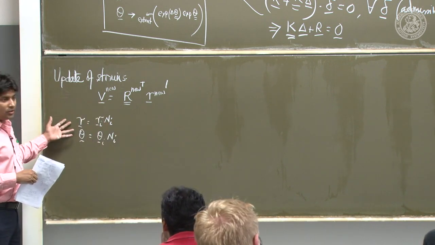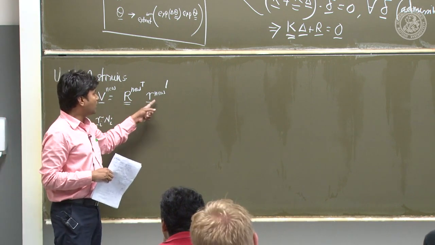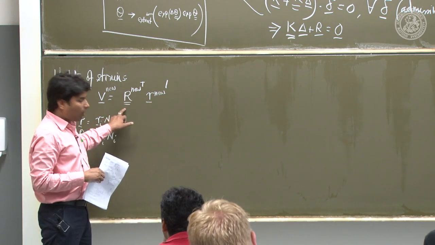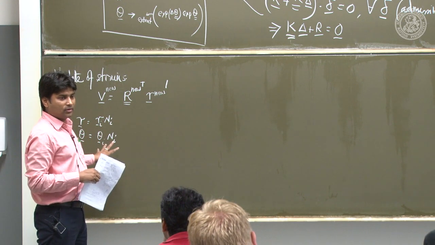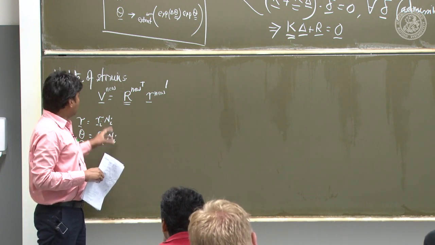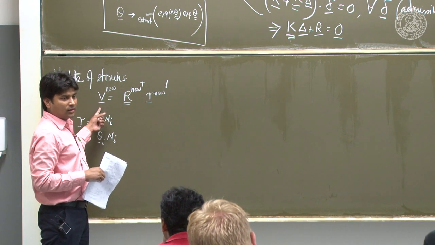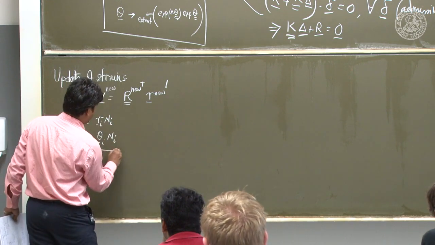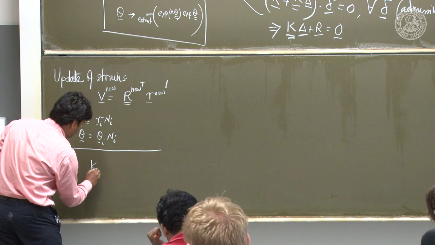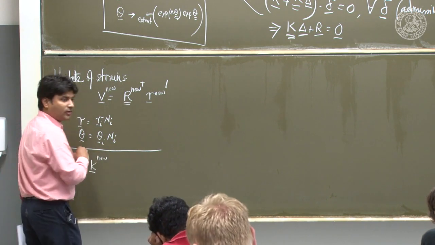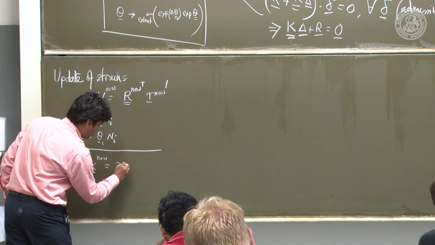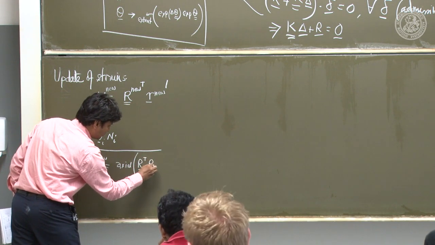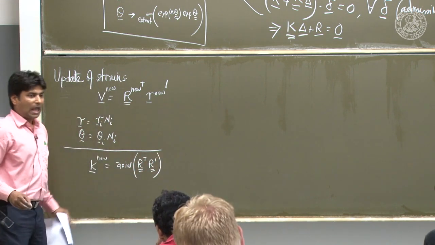So, from here you can extract your little r prime at the quadrature point and your big R also at the quadrature point, and then you would get your V. That is not so hard. How about your K? To get your new curvature K, that is axial of big R transpose big R prime at the quadrature point.